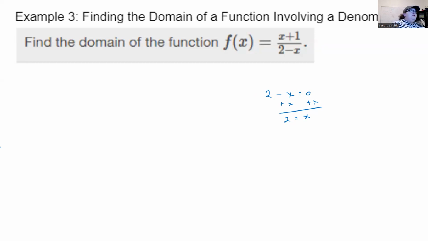So I'm going to include in my domain from negative infinity all the way up to 2, but not including it. Or you can have from 2, again not included because there's no bracket, up to positive infinity. And that's the only thing that's hindering this fraction.